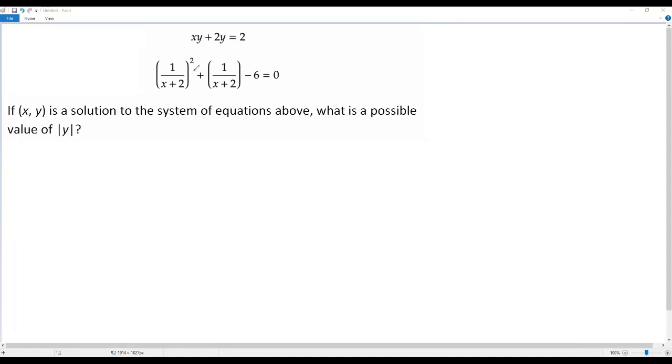Here we have a math problem in algebra 2. Okay, let's go to the question. xy + 2y = 2, (1/(x+2))² + 1/(x+2) − 6 = 0. If (x, y) is a solution to the system of equations above, what is the possible value of |y|?